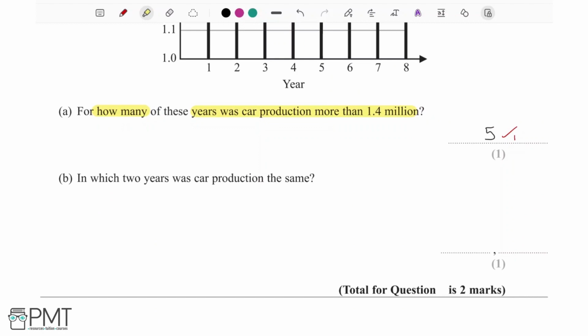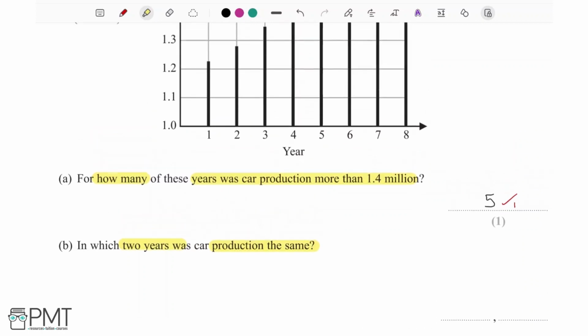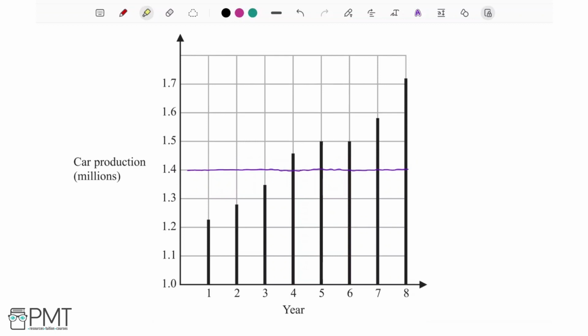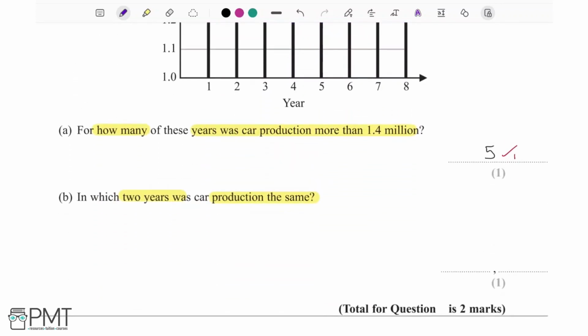Part B has asked, in which 2 years was car production the same for 1 mark? Okay, so what we need to do is come to our graph and take a look. Now what it's asking is, for which 2 years is the y value the same? Okay, so if we look, we can see that this is between years 5 and 6, because these are both at 1.5 million. So we need to say here that this is years 5, sorry, wrong pen, 5 and 6. So this part is worth 1 mark, and you get 1 mark for the correct final answer.